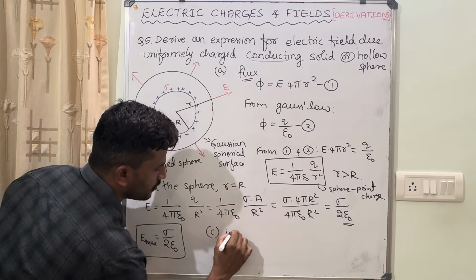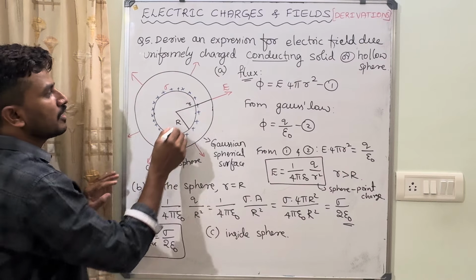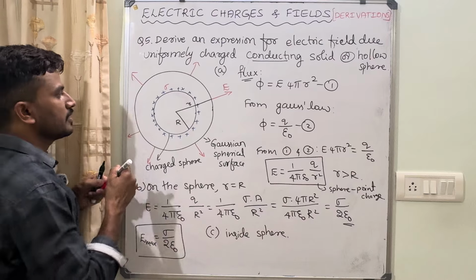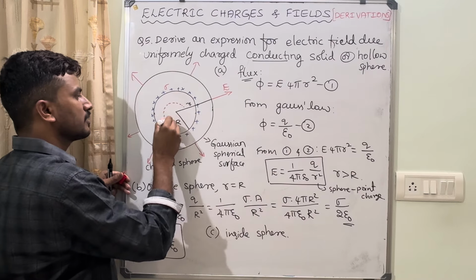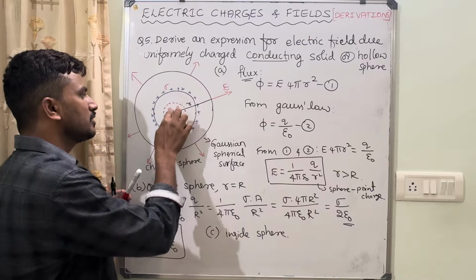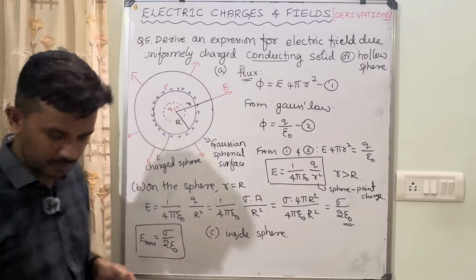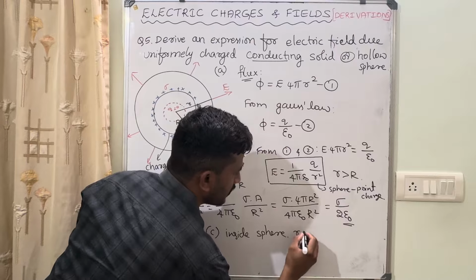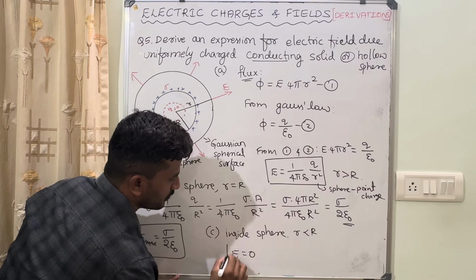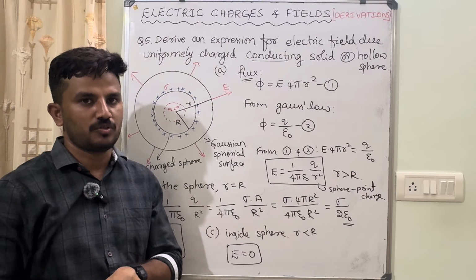Last one, it is inside the sphere. So, if you consider the Gaussian surface inside the sphere, what is the charge enclosed? 0. If charge enclosed is 0, flux through Gaussian surface is 0 by epsilon naught, which is 0. So, inside the sphere, that is r less than capital R, electric field will be 0, because inside the conducting sphere charge is 0. Okay.